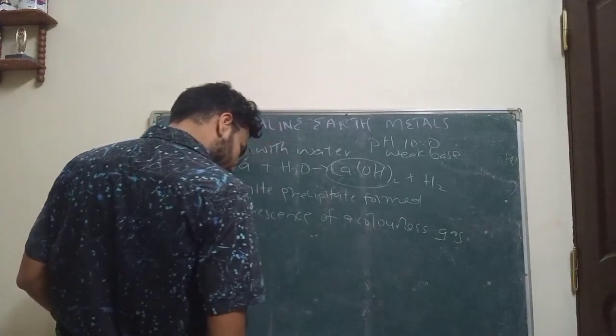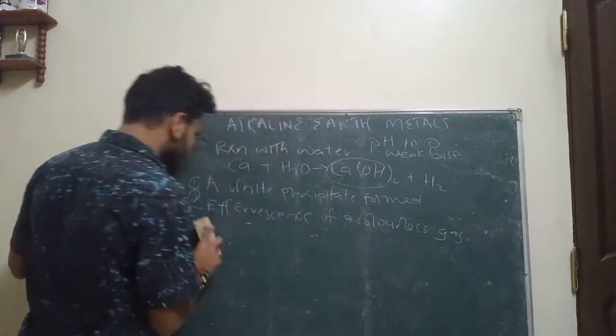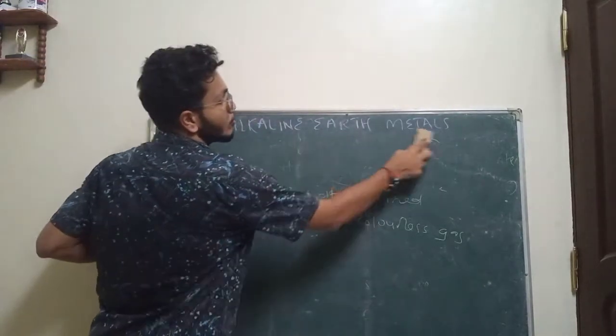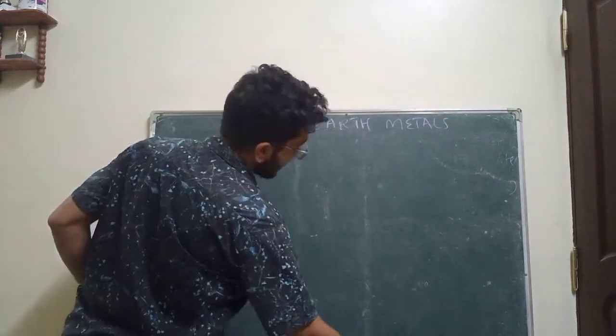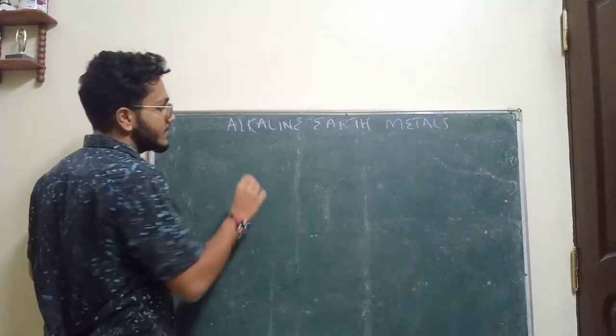Reaction with air. Alkali metals react with both oxygen and nitrogen. Alkaline earth metals react with both oxygen and nitrogen in air, same as alkali metals. However, just the formula is different due to the difference in valency.